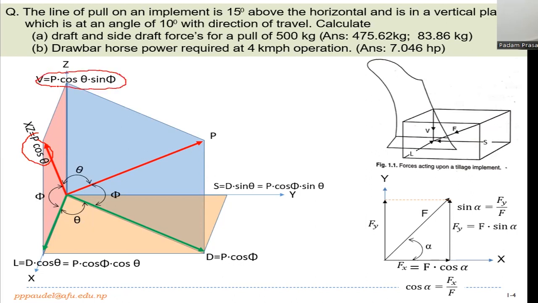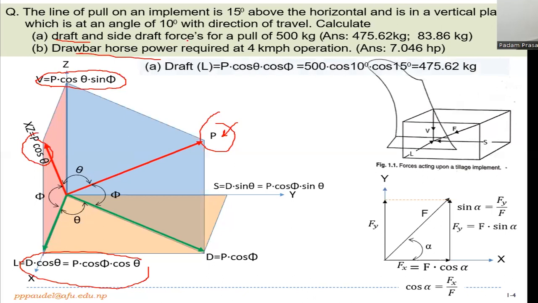By this way, we can easily resolve the total resultant force, or the total force applied to implements, along different axes, and we can calculate different things like horsepower and other quantities also.